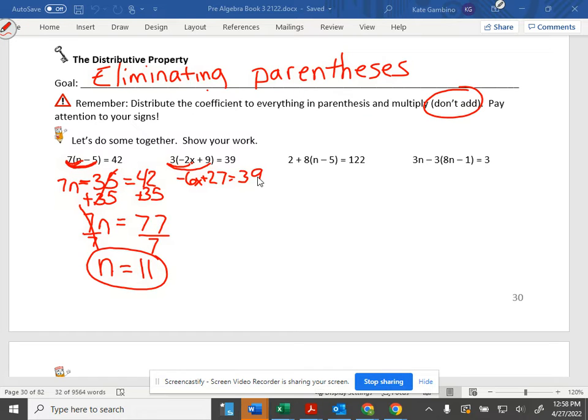So now that we fixed my mistake, what do I do? Paisley? Oh, yeah. You subtract 27. Because our end goal is to get that x by itself. So I want to subtract 27 because I want to do the opposite to move it to the other side of the equal sign. 27 minus 27 cancels out. So I'm left with my negative 6x. What is 39 minus 27? Joseph? 12. What's my next step, Naveen?